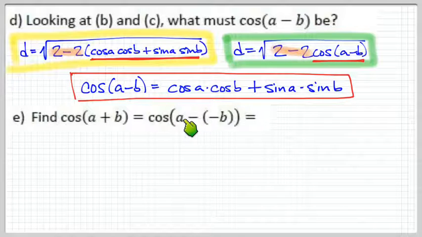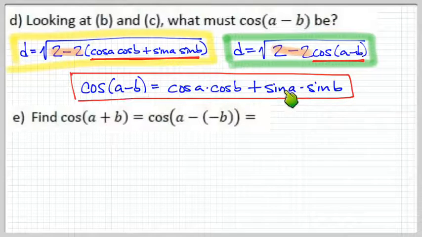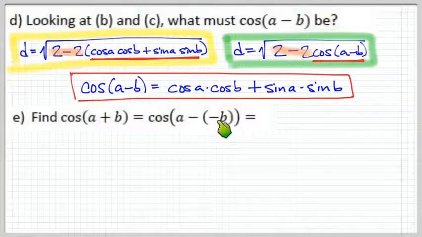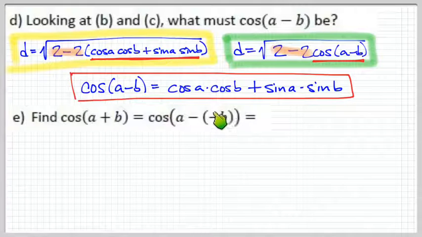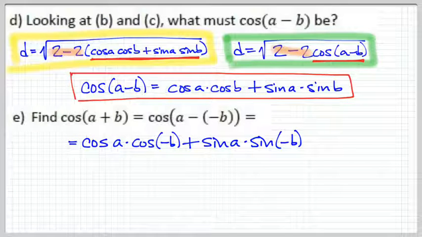So now we're going to be using this as our template, and we're going to be plugging A into A, and this is the trick. We're going to be plugging negative B into B. So here we're going to put negative B into the cosine of B here, negative B over here into the sine of B here, just like this.